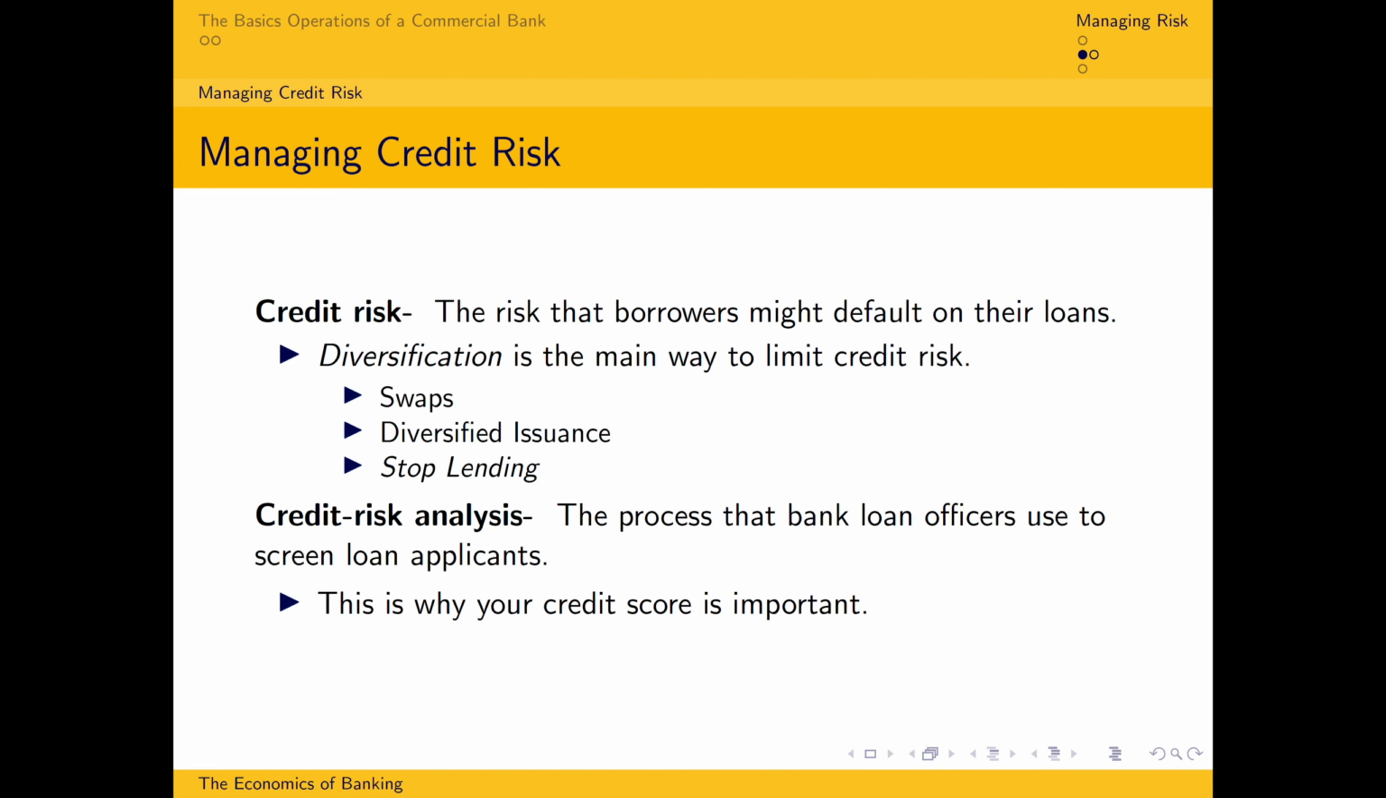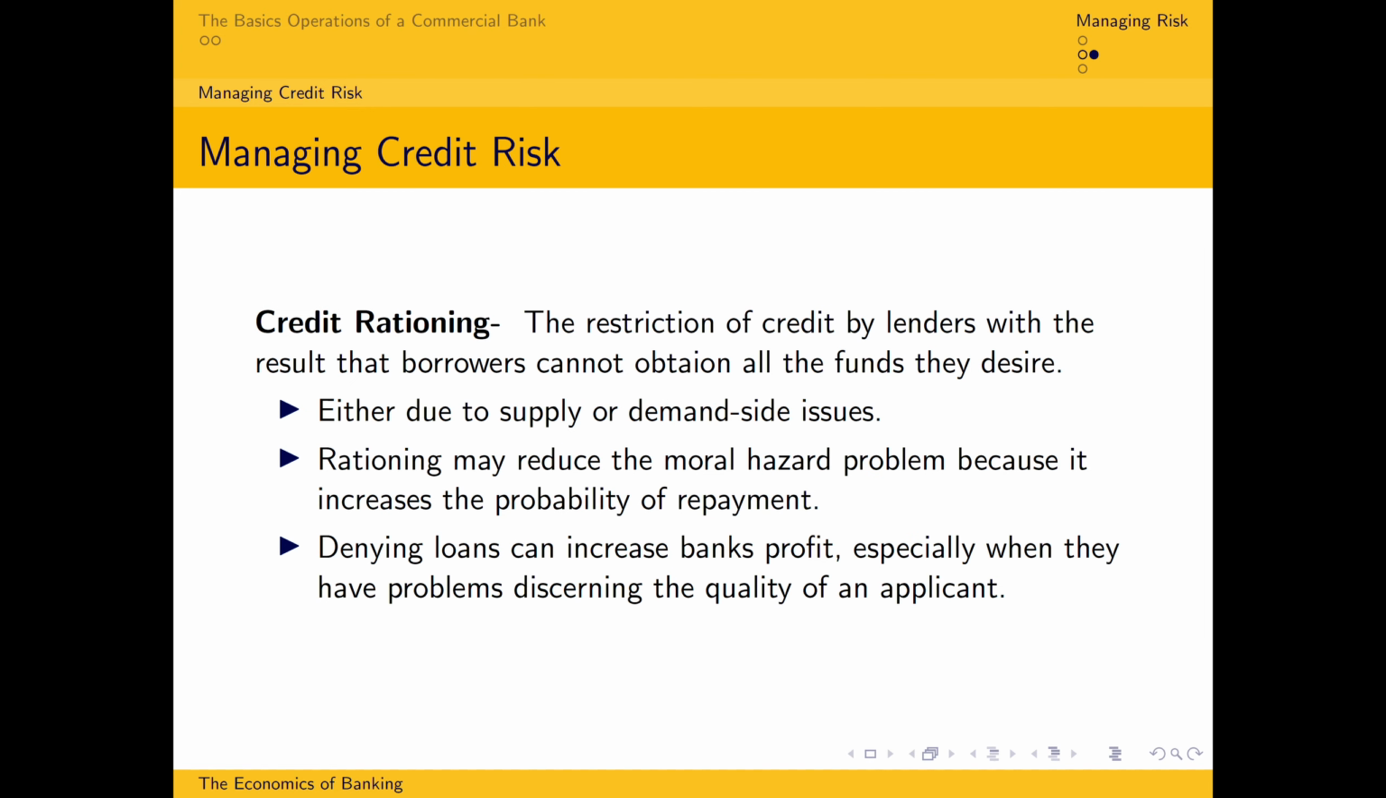And we're going to talk about this in a supplemental video, but whenever you want to take out a loan, it's through the credit risk analysis that is why your credit score is so important to maintain. Now, in rare instances, we get what's called credit rationing. And it's actually, I shouldn't say rare, it's rare that it becomes an existential problem to the economy. And that just usually comes out of recession. But credit rationing is just the restriction of credit by lenders that results in borrowers not being able to obtain all the funds that they desire.